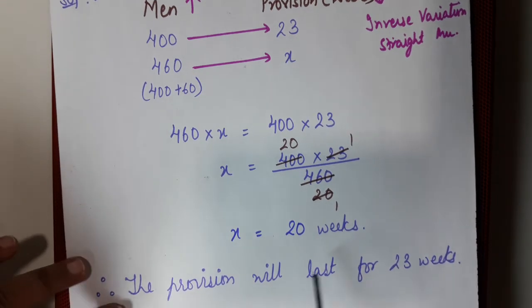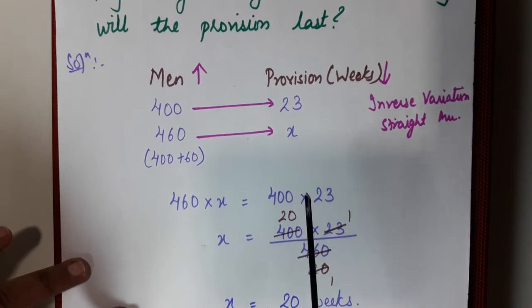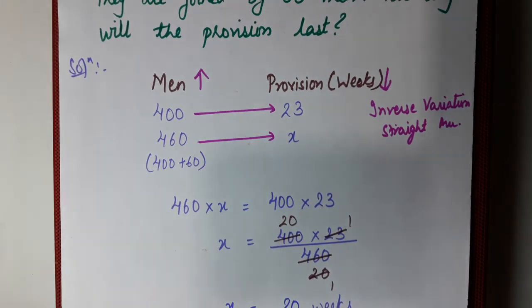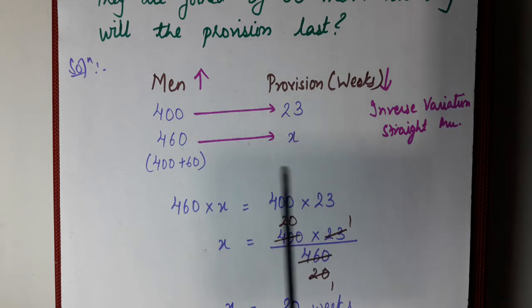So the provision will last for 20 weeks. Okay, children, it is very important to firstly find out which kind of variation it is, because that variation only decides the pattern of multiplication. If you trace the variation incorrectly, your answer will be incorrect.